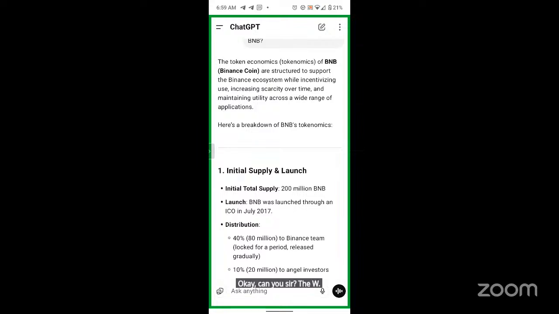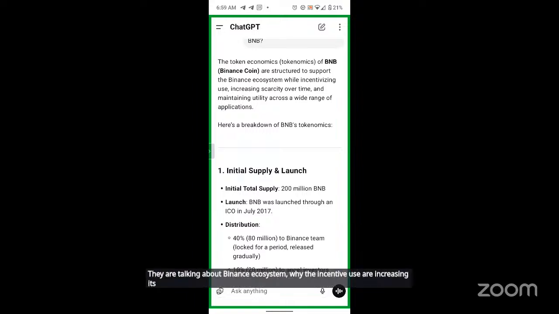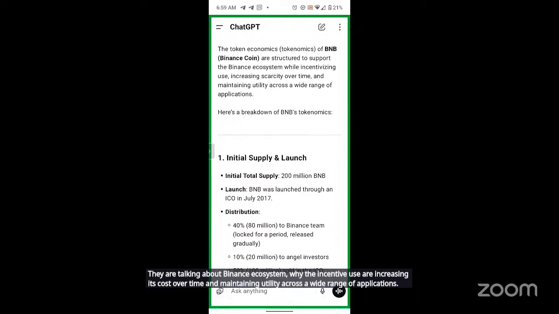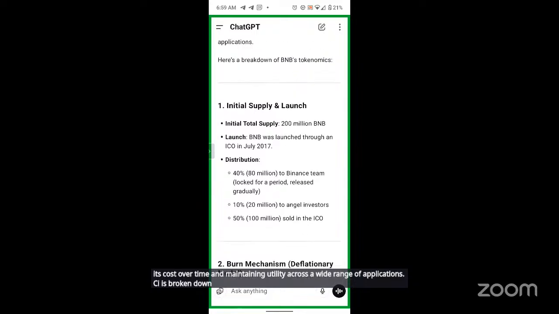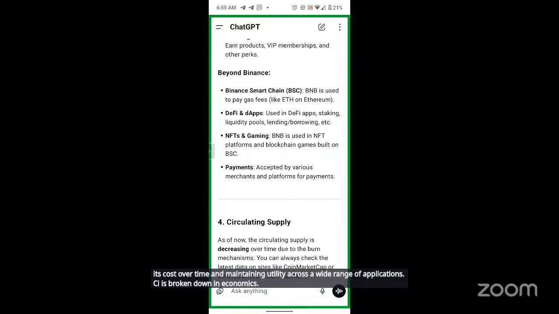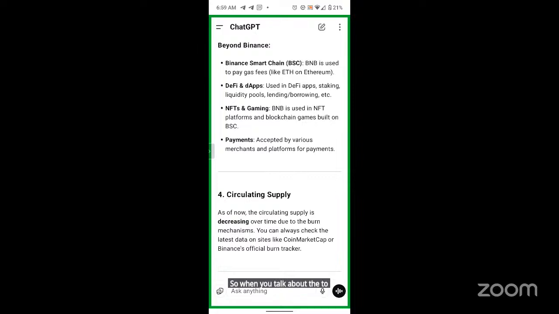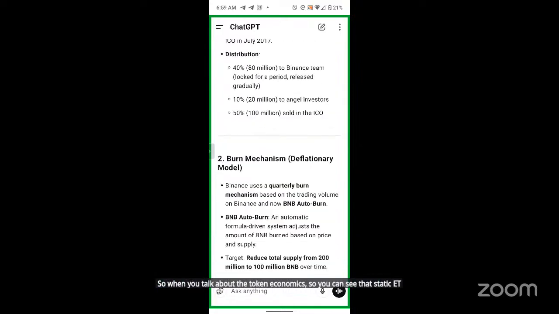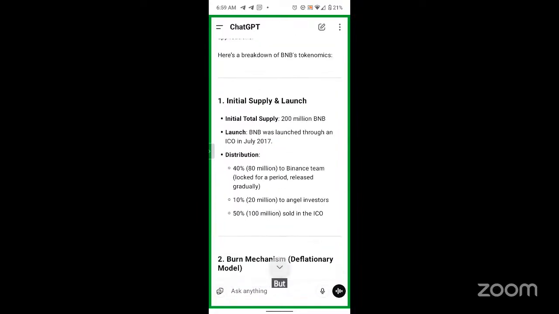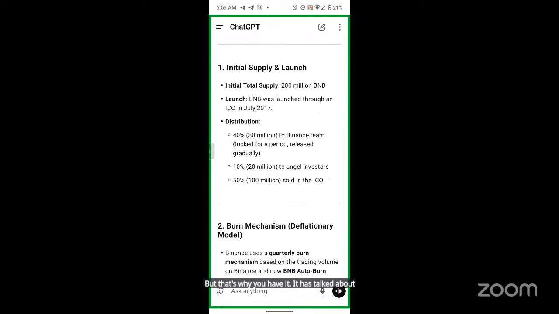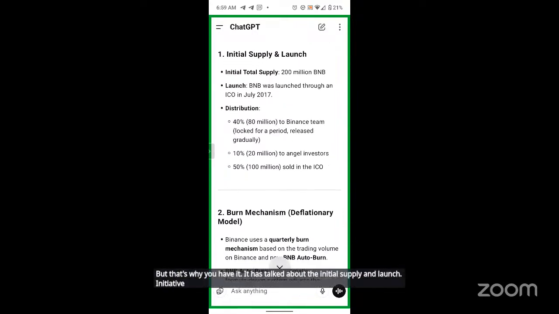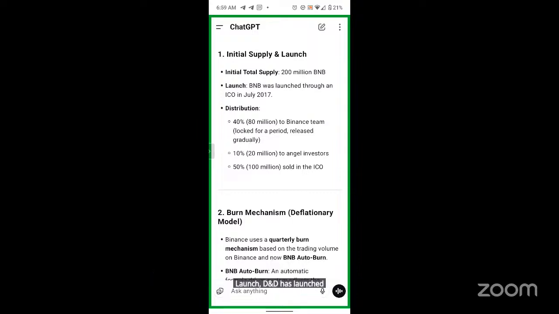they are talking about Binance ecosystem wider incentive use, increasing scarcity over time, and maintaining utility across a wide range of applications. Here is a breakdown of BNB economics. So when you talk about the token economics, you can see that ChatGPT has just given you a hint, but that's why I grabbed it. It has talked about the initial supply and launch. Initial total supply is 200 million BNB. Launch, BNB was launched through an ICO in July 2017.